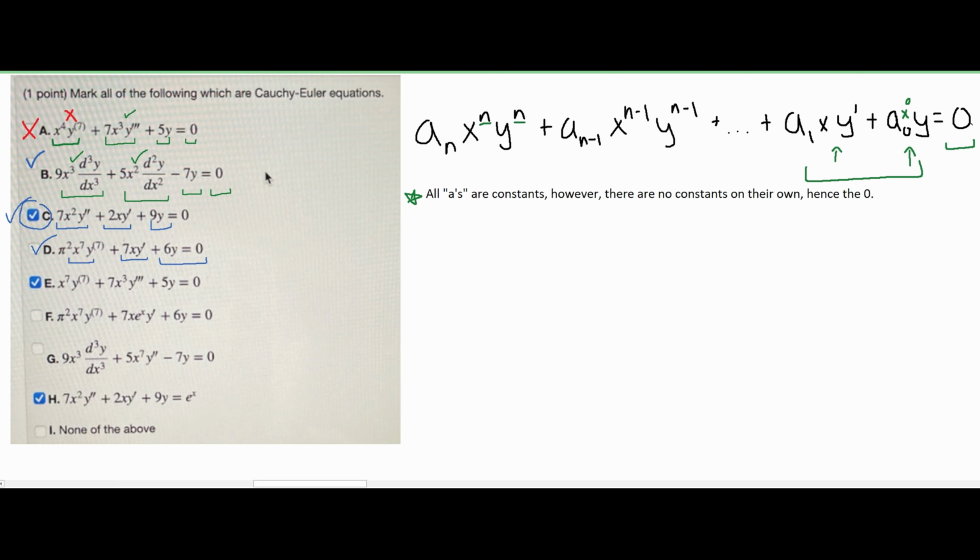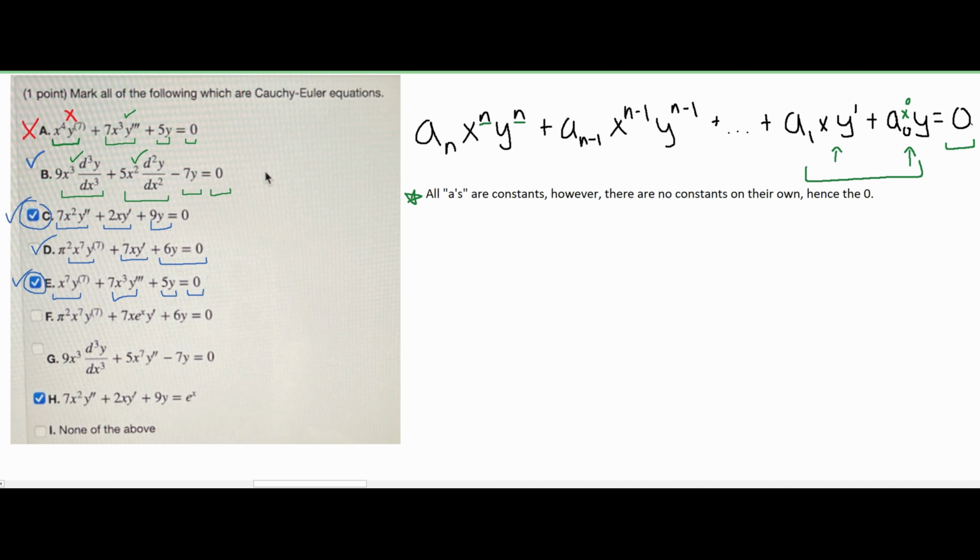Now we are going to look at E. For part E, the exponents are the same here, the exponents are the same here, and then we have a 5 times x to the 0th power times y, and then a constant 0. So E is also a Cauchy-Euler equation. So far we have B, C, D, and E that are Cauchy-Euler equations.